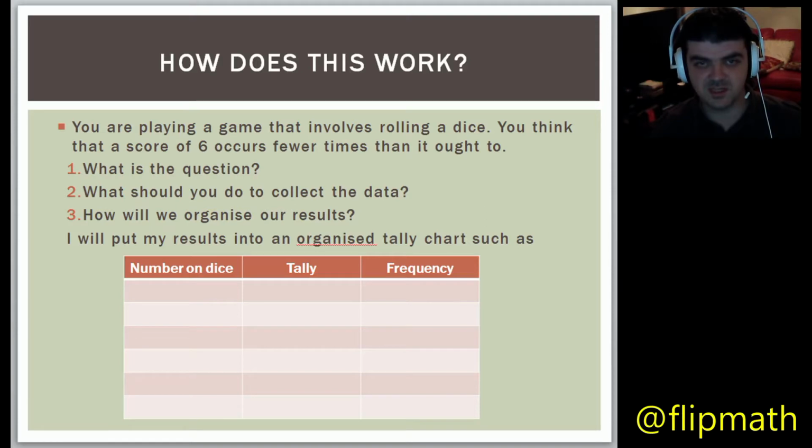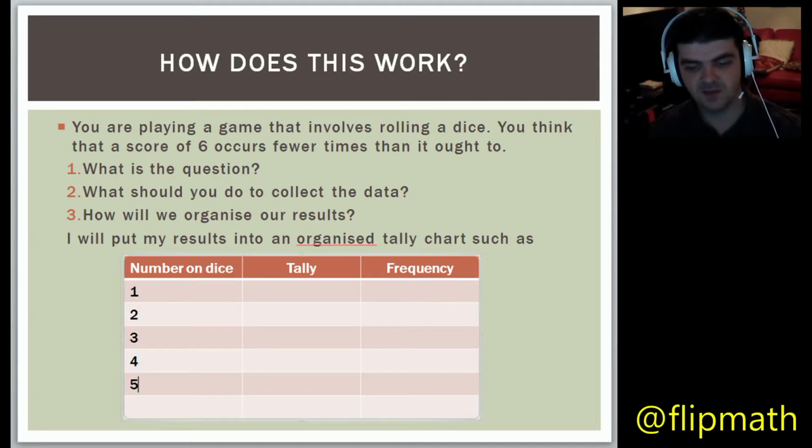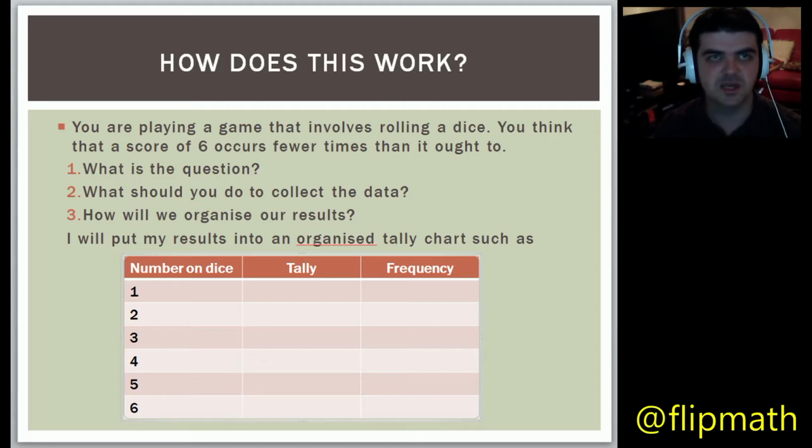So the number on the dice I'll fill in as a 1, 2, 3, 4, 5, or 6, and then we will put a tally in. So, for instance, as we go along, we might decide that the first number we roll is a 2. That's 1. Next one we roll is a 1. We roll another 2. We roll a 3, a 4, a 2, a 6, etc., etc.